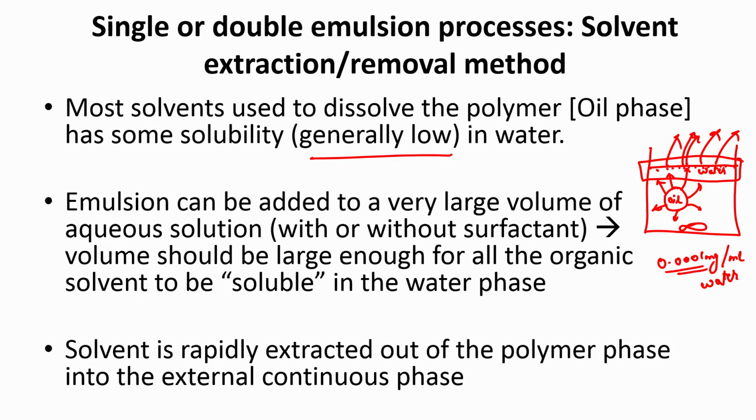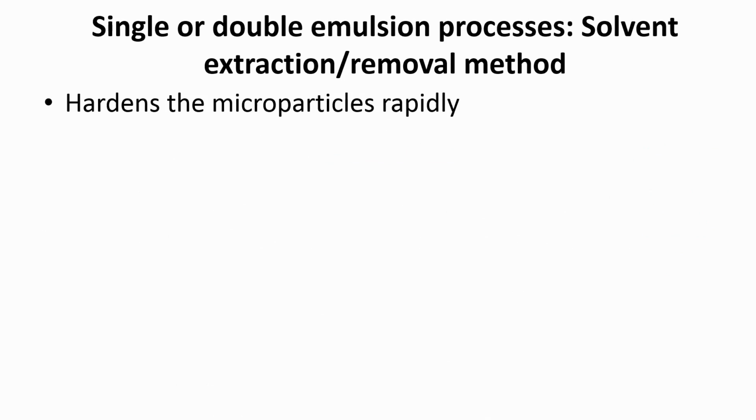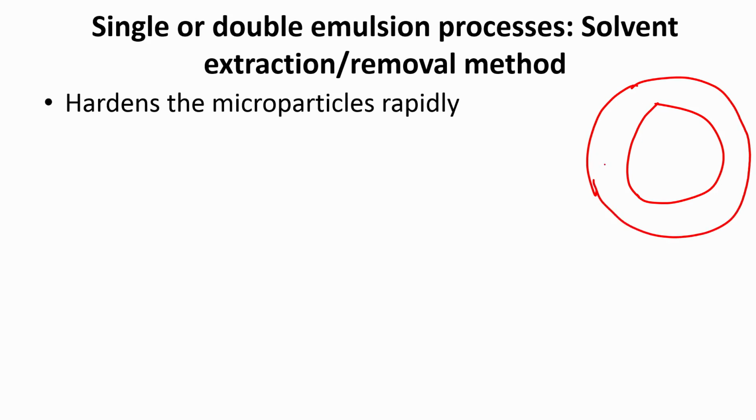So, again, the solvent is rapidly extracted out of the polymer phase into the external continuous phase, right. So, this is the external continuous phase. Because it has certain solubility, and the amount decreases as it is evaporating, to compensate for that, more and more oil comes and gets dissolved in the external aqueous phase. And so, if I focus now only on the particle, this is oil.